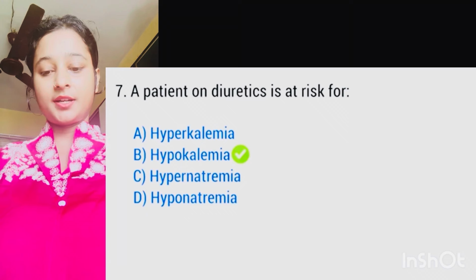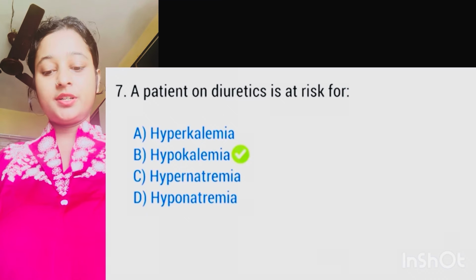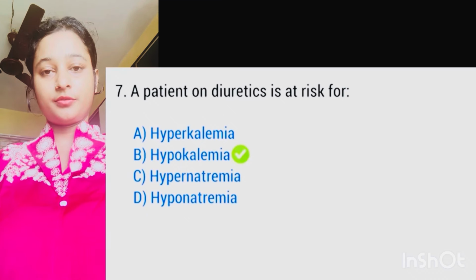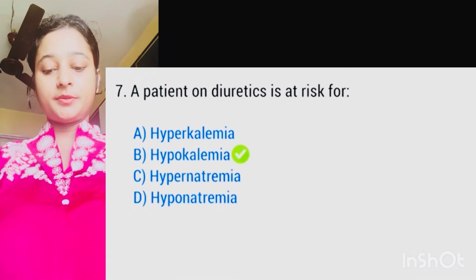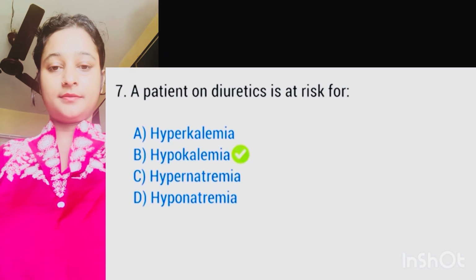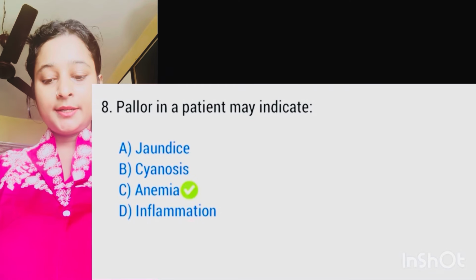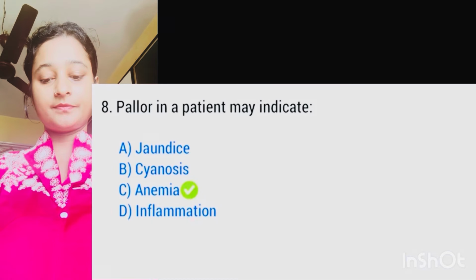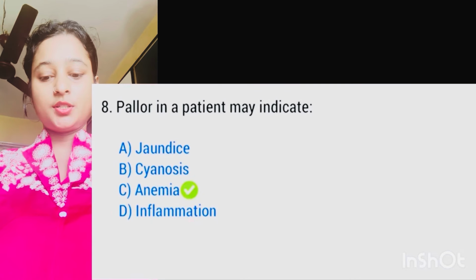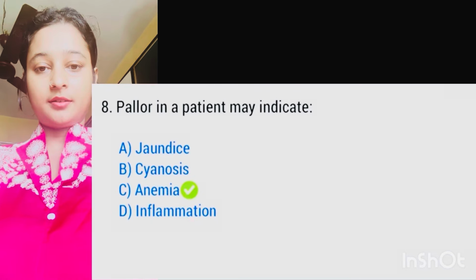Question number 7. A patient on diuretic is at risk for? Here, correct option is option B, hypokalemia. Question number 8. Pallor in a patient may indicate? Here, correct option is option C, anemia.